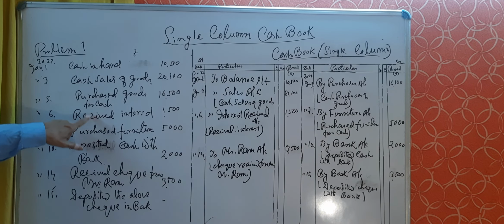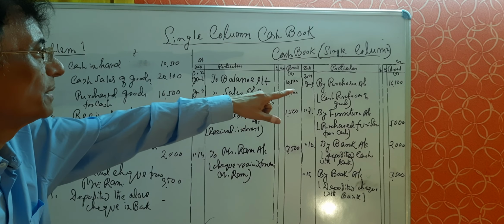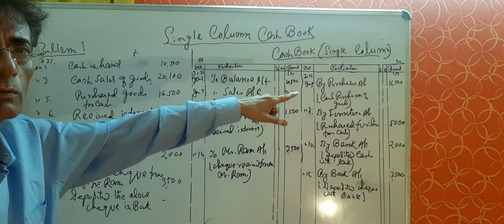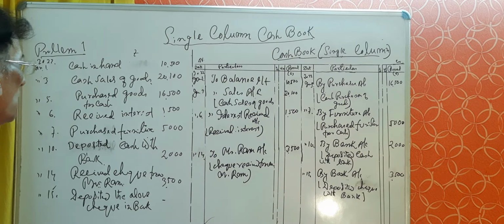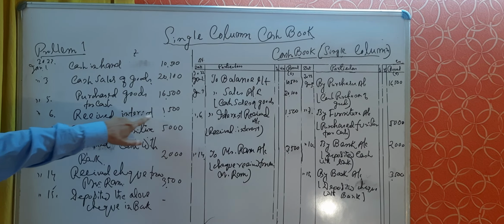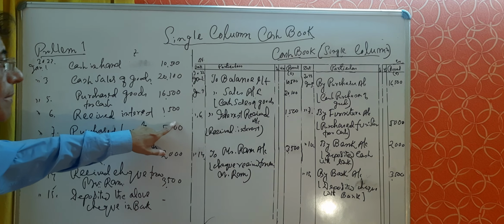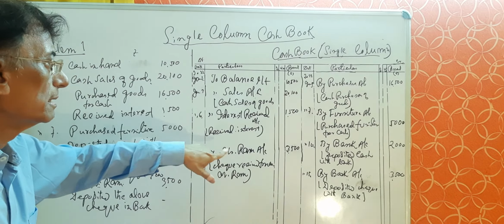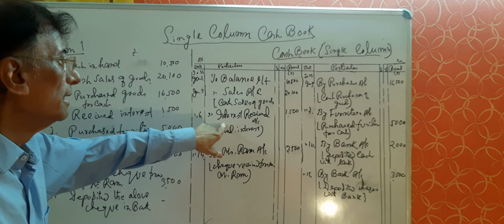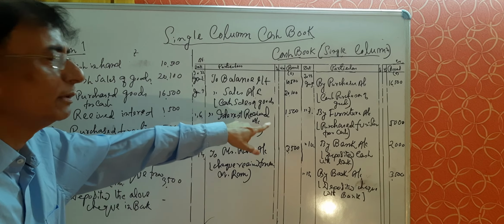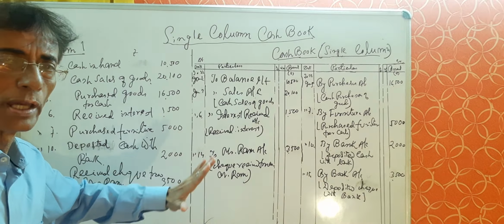Next one, purchase goods for cash on January 5th by purchase account 16,500 with the narration cash purchase of goods. Next, received interest rupees 1,500. Okay, this is also receipt of cash. We have gone to the debit side of the cash book and write interest received account with the value 1,500. The narration received interest. Okay.